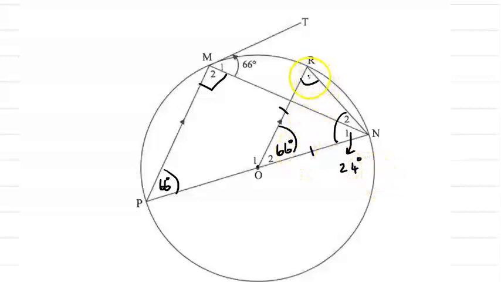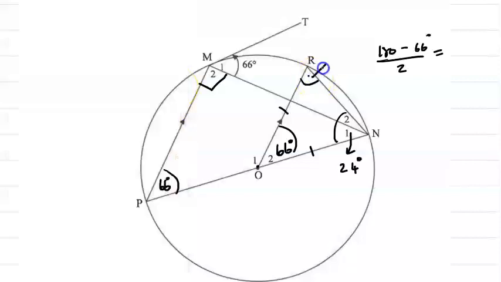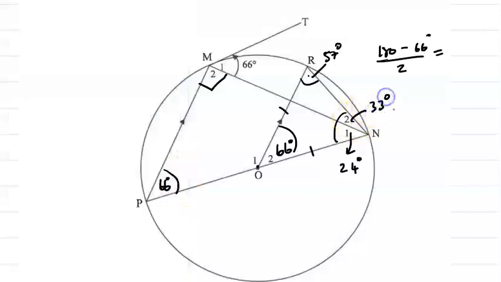And here R will be 180 minus 66 divided by 2, and that's going to equal 57 degrees. So R is going to equal 57 degrees, and here N2 will be 57 minus 24. So it'll be 57 minus 24 equals 33 degrees. So that's 33 degrees, right?